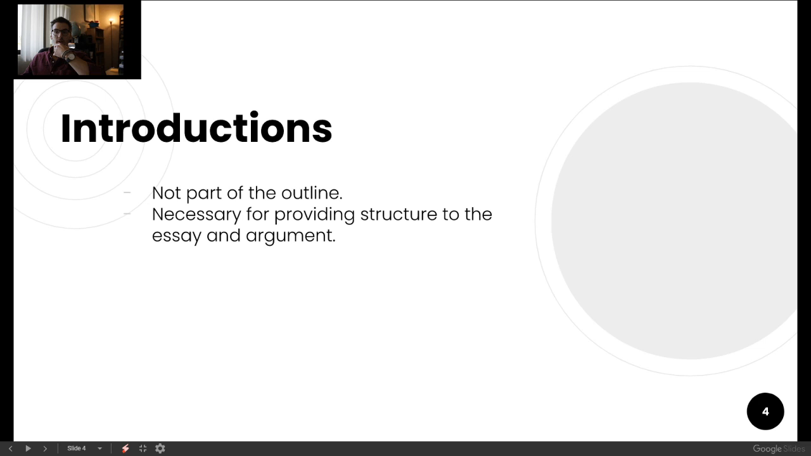Introductions are necessary for providing structure to the essay and the argument. So in order to provide bookends, a beginning and an end, that's a major part of providing structure and organization to your argument. And the argument that you're making in the essay will be that much stronger for the structure that you build into the essay.